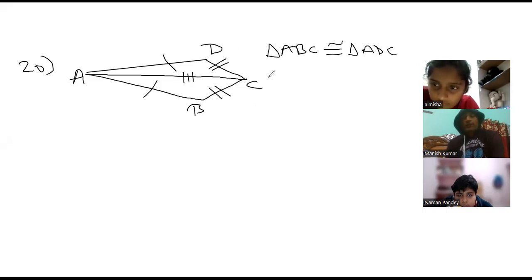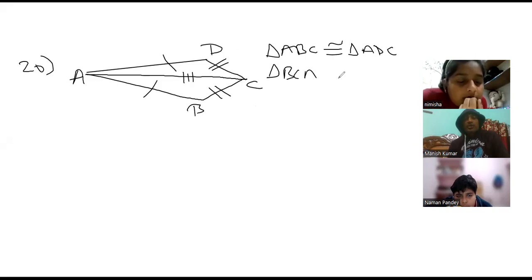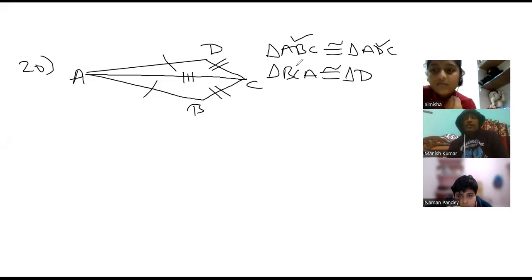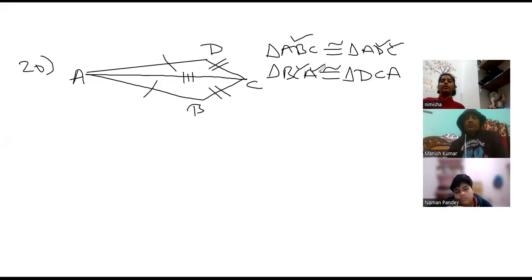Now see, in the second option you can see triangle BCA is written. BCA means we are tilting this triangle a bit. If we are writing B in the starting, here D will come in the starting. And here C we are writing, so this C will come here. And A we are writing, A will be placed by this. So this will also be congruent. Triangle BCA will be congruent to triangle DCA, isn't it? Is that understood?